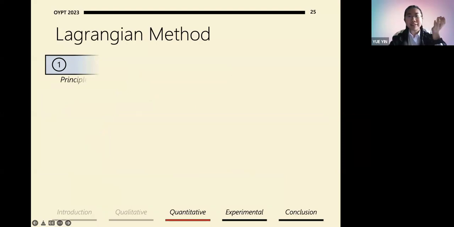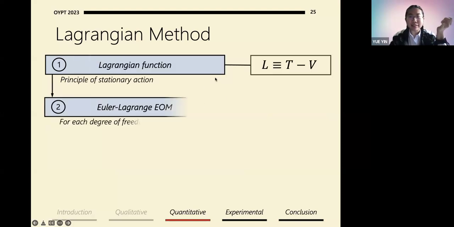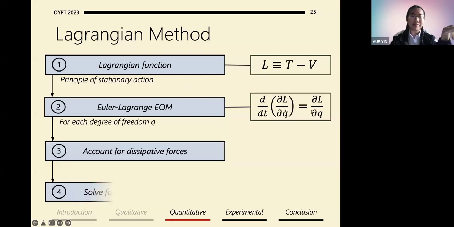To model the phenomenon, I made use of the Lagrange function, which is defined as such. And from here, we can take partial derivatives with respect to each degree of freedom. And this gives us the system of equations of motion. And after we account for the dissipative forces, we can solve numerically for the time evolution of the system. So this is one way that you can, oh yes, Dr. Tan.